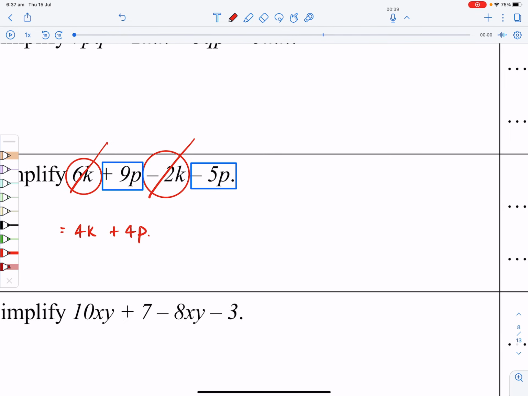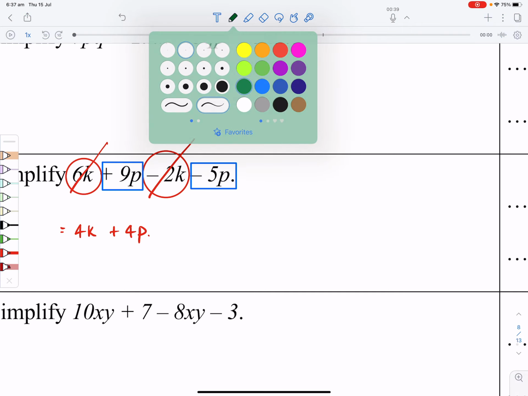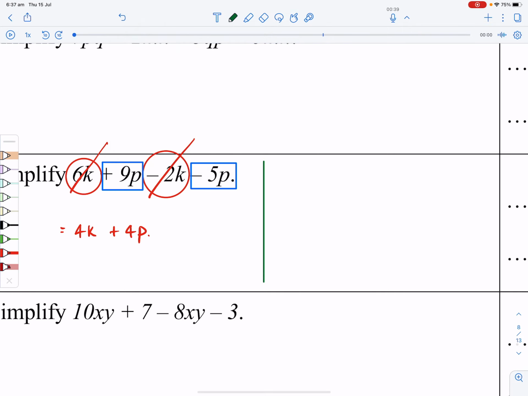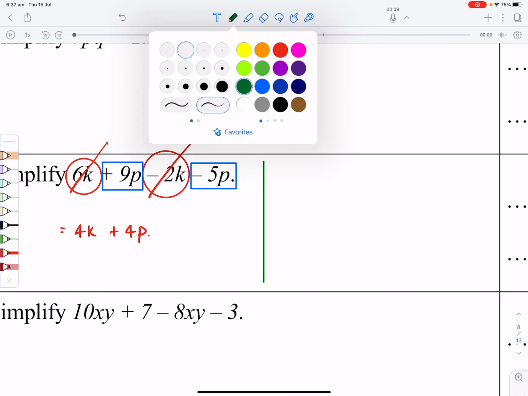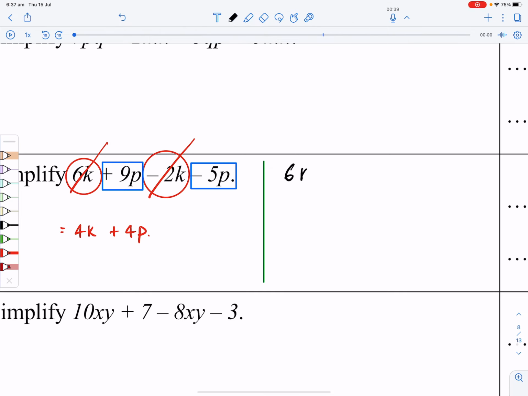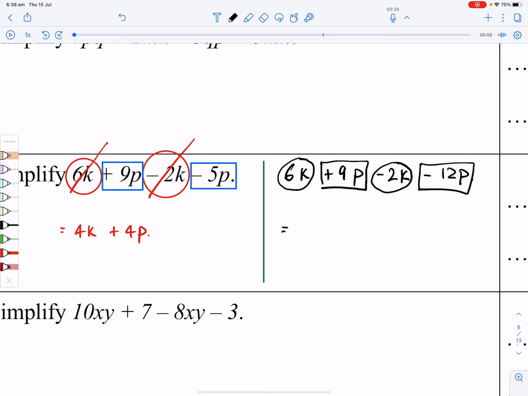What I'm going to do now is rewrite that question to show you something. Let's say the question said 6k plus 9p minus 2k minus 12p. First, circle the like terms. 6k minus 2k, they're like terms. And let's put rectangles around the other ones, 9p minus 12p. Okay, this is very important, what I'm going to explain now.